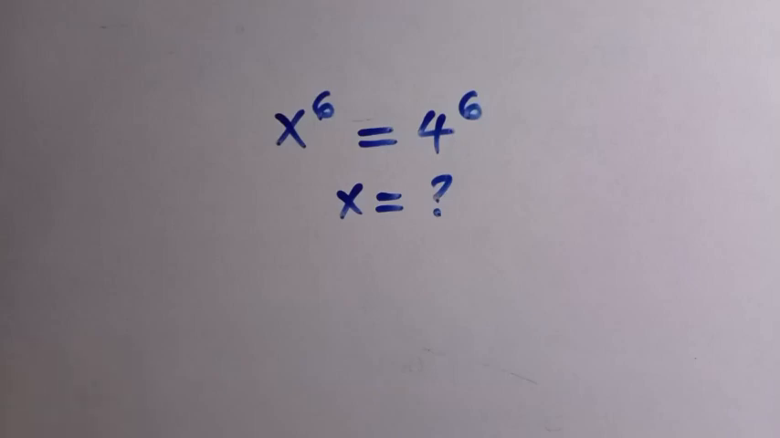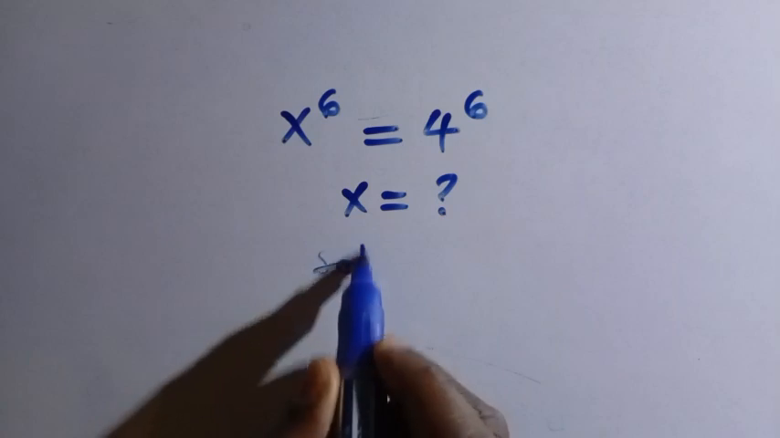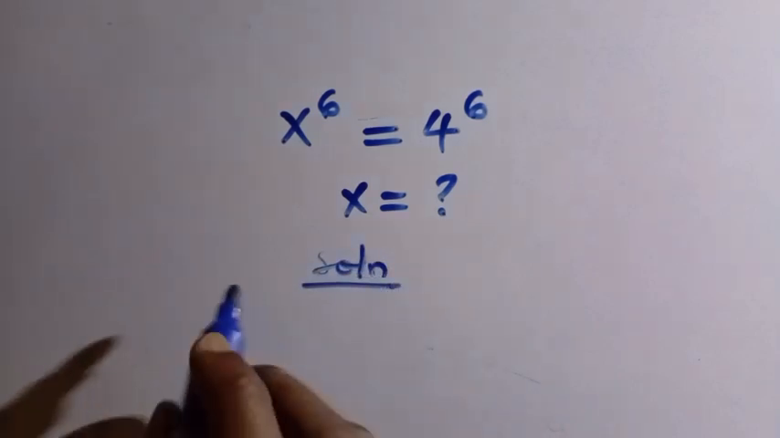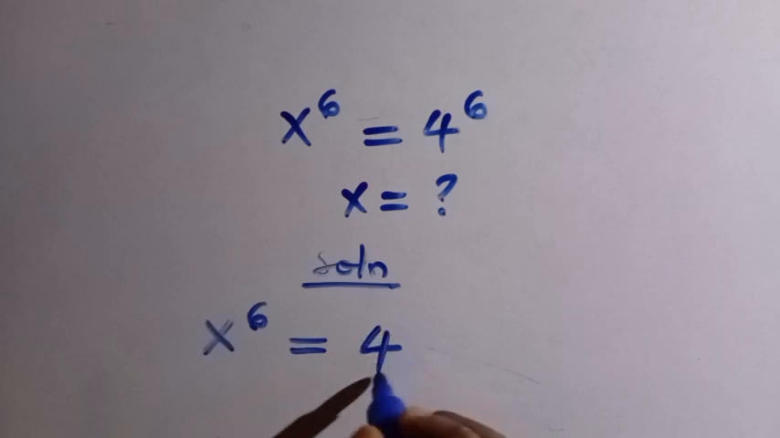How to solve these nice algebraic equations? x to the power of 6 equals 4 to the power of 6. So to solve this, we are going to consider the solution from here. From the question, we have x power 6 equals 4 to the power of 6.